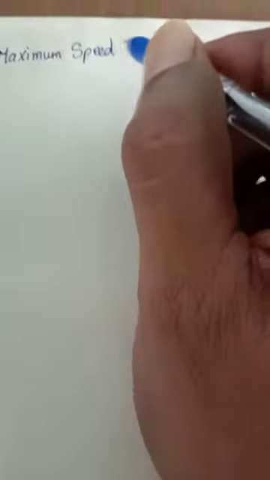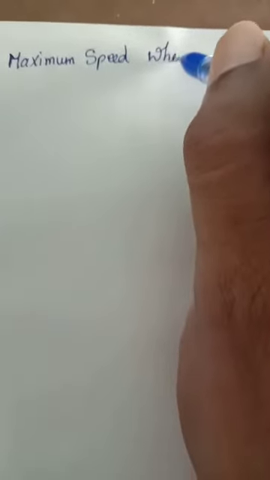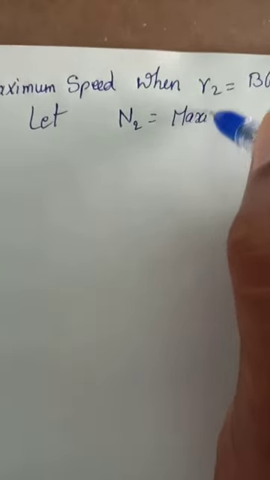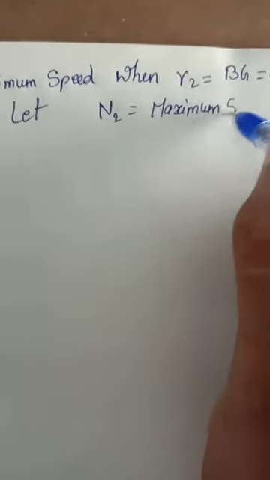So now we are going to the maximum speed. The maximum speed is when R2 is equal to 0.2 meter. So let N2 be equal to the maximum speed.